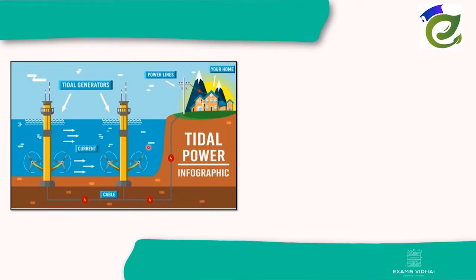Tidal power. Tidal power is a form of hydropower that converts the energy from the natural rise and fall of the tides into electricity. Tides are caused by the combined effect of gravitational forces exerted by the moon, the earth, and the sun. Tidal plants can only be installed along coastal lines.